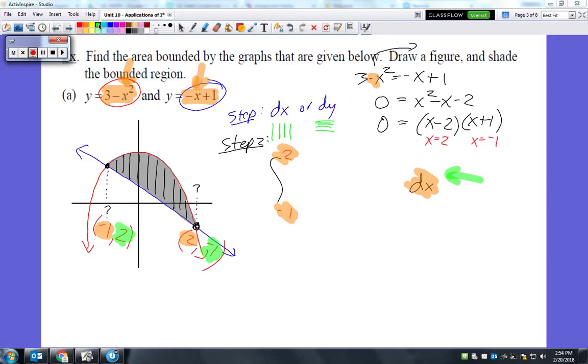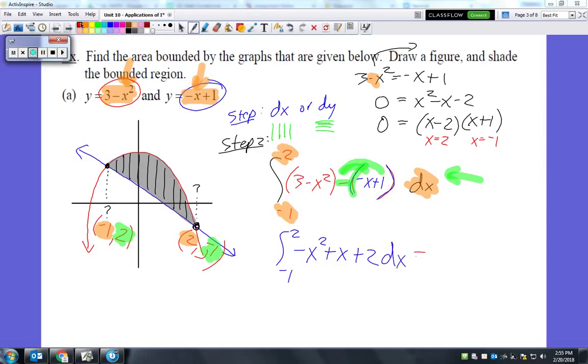Okay? Alright, so what's the top function going to be? The red one, 3 minus x squared, yeah. Minus the bottom one, which is negative x plus 1. Now you notice this is very important, this parentheses and negative, because otherwise you're going to miss the fact that it's actually adding x and subtracting 1. So you would have negative x squared plus x all manipulated. 3 minus 1 is plus 2. Negative 1 to 2 dx.